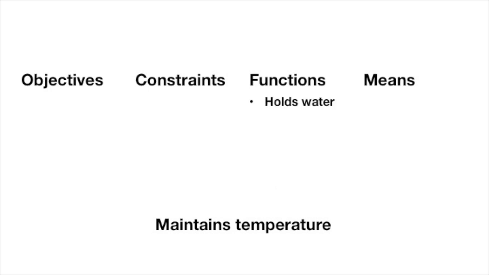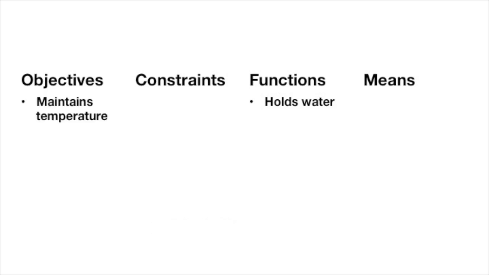Maintains temperature, though, that doesn't seem like it's essential. I agree. I think that that's something that might be preferred. So therefore, that could be an objective and not a constraint or a function. Yeah, so let's put maintains temperature of the liquid then as an objective. What about safety? Well, we identified that the water bottle must be safe all of the time. So let's sort that as a constraint. Yes.